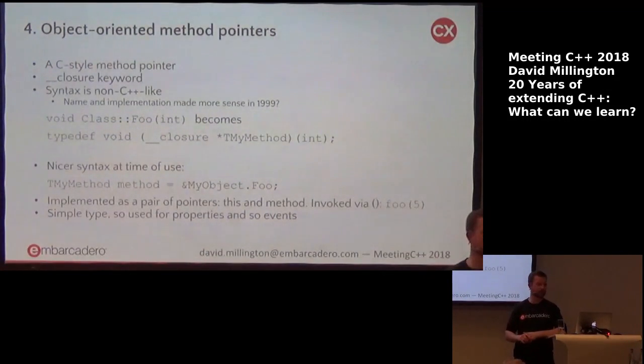The syntax, though, is much nicer at the time of use, because once you have a type like that, you can just define a variable of a particular type that represents a function, and you can assign it just by getting the address of an instance's method. So there, tMyMethod equals address of myObject.foo will capture both the address of the method itself and the object instance. And so these things are stored internally as a pair of pointers to the object instance and a method, and invoked just with function syntax. You can just call them with the parameters. The this that is captured is implicit, and it's a very simple type. And so that's why they're used for properties and for events.